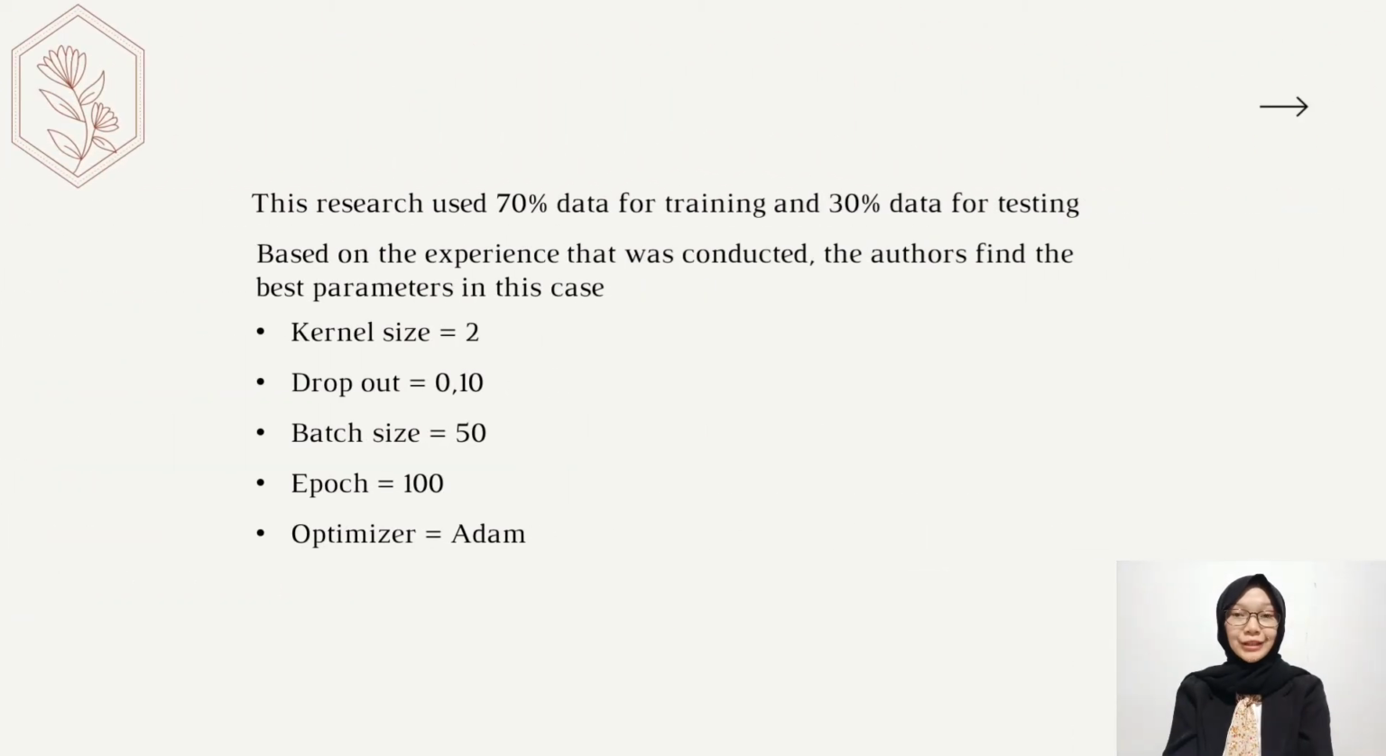This research used 70% data for training and these hyperparameters. Kernel size is 2, dropout is 0.1, batch size is 50, epoch is 100, and optimizer is Adam.